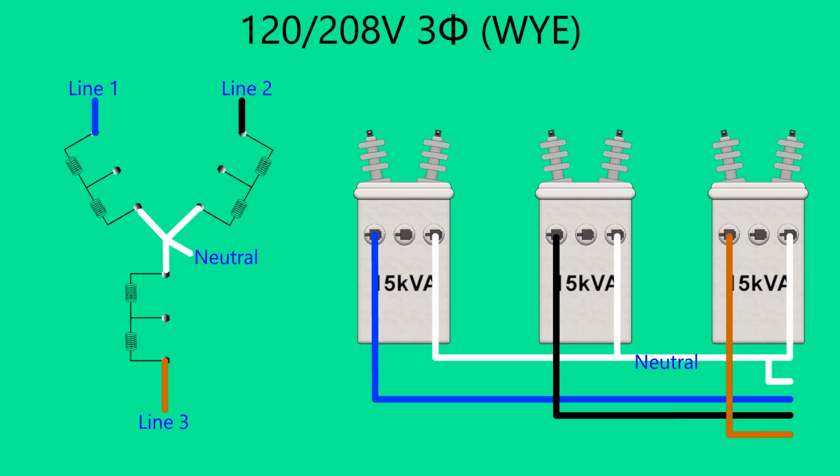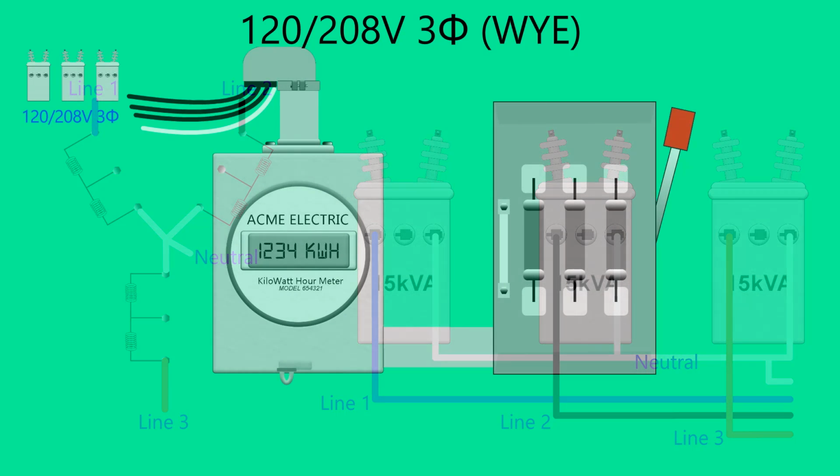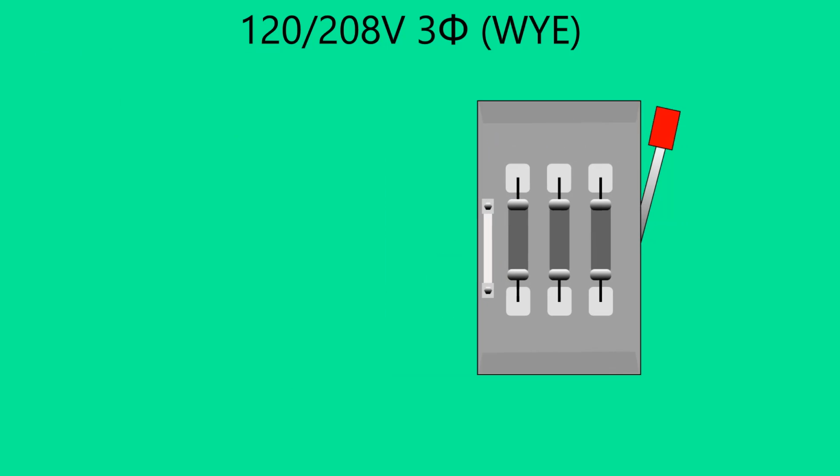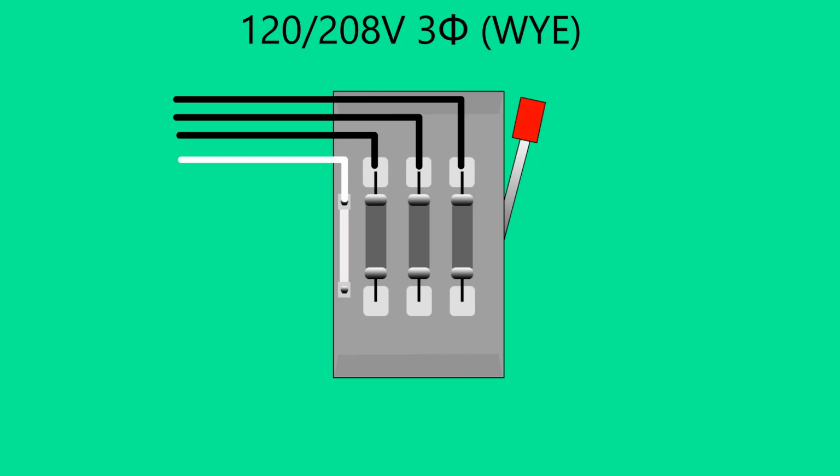The three power legs of a Y system come from the opposite side of the neutral of each transformer. The four conductors, the neutral, line 1, line 2, and line 3, are sent to the electrical service. From the transformers, the power is sent to the electrical service. The power is then metered and typically sent to a main service disconnect. The main service disconnect then distributes the power to other disconnects and breaker panels. Let's examine the voltages of a 120, 208 volt system.